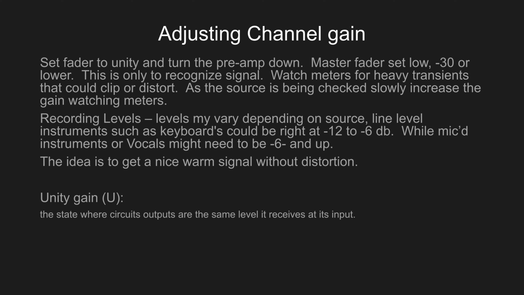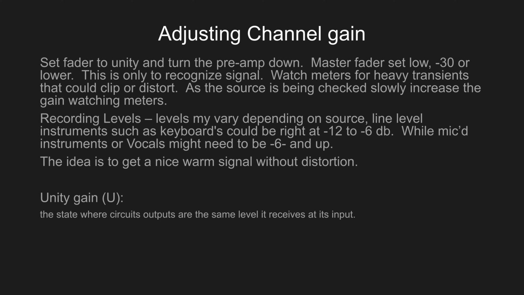But when you're setting your gain, watch the meters for heavy transients that could clip or distort as the source is being checked. Slowly increase the gain, watching the meters. For recording levels, you want to make sure of a couple things. Levels are going to vary depending on the source. So line level instruments such as keyboards could be right at -12 to -6 dB, while mic'd instruments or vocalists might need to be a little bit higher to get them to cut through the mix, -6 and up. The idea is to get a nice warm signal without distortion, okay? So your line level signals, usually you don't need as much gain for them, and then your mic signals, you probably need a little bit more gain.